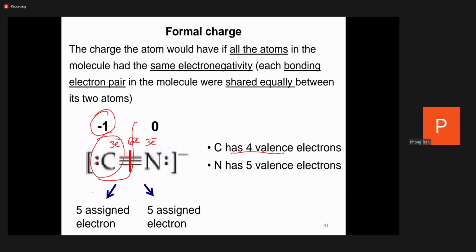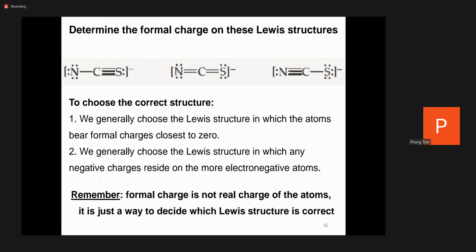How about nitrogen? You have 3 electrons here and you have 2 non-bonding electrons. So in total, you have 5 electrons. Before involving in this covalent bond, nitrogen has 5 valence electrons. So it will not change anything. The number of electrons it has equals the number of valence electrons. So the formal charge on nitrogen will be 0. Is it clear? So now we come back to calculate the formal charge.